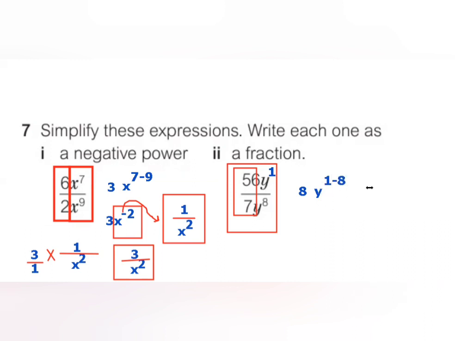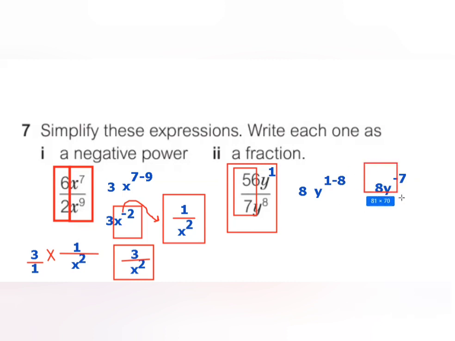And then at the end, 8y. So 1 minus 8, we take the sign of the bigger number, which is negative, and then we subtract the numbers, and the answer will be 7. So the final answer will be 8y power of negative 7.